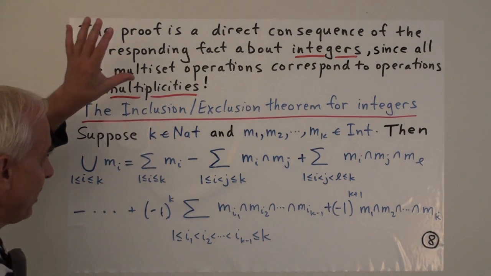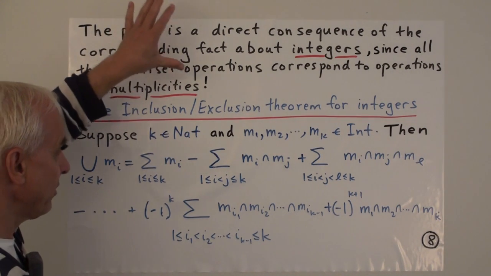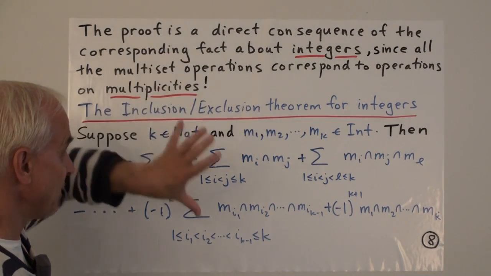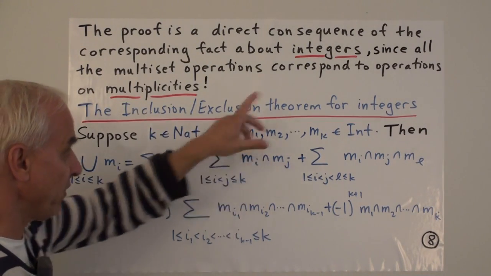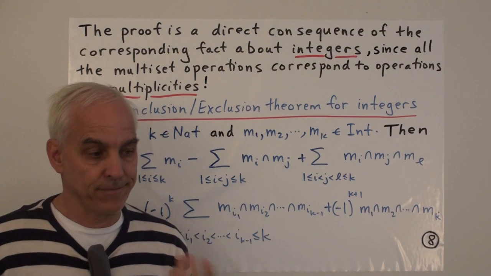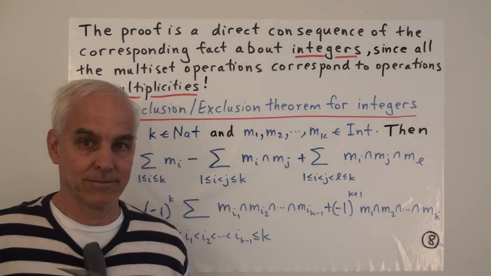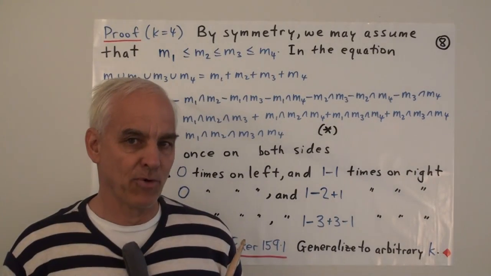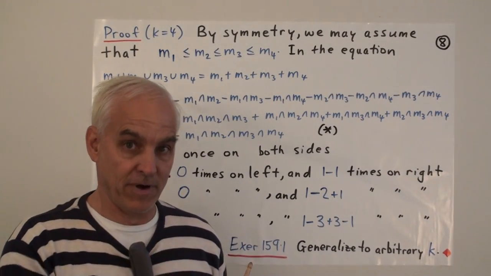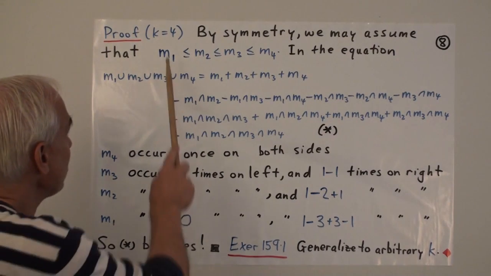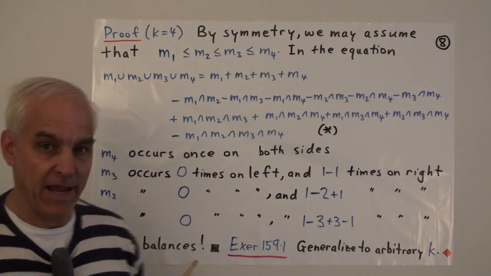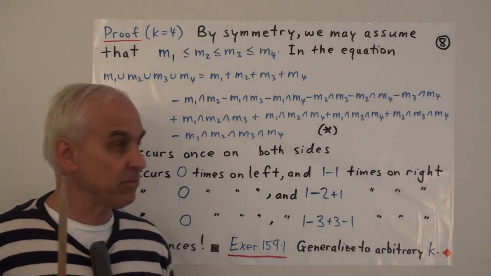So the inclusion-exclusion theorem for integral msets is a consequence of this formula for integers. This is really an arithmetical formula. It's a formula of arithmetic. So let's see how we can prove the result for integers. And let's start by understanding what happens when k equals 4, when we can be very explicit.